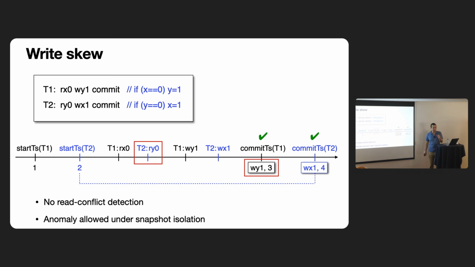Now, coming back to your question, it doesn't have to happen. If I execute this code over here in a snapshot isolation database, I don't have to get this bad outcome. I might get the good one. There's nothing that prohibits the good outcome, right? What I'm saying is that there is a case where snapshot isolation basically forces write skew.